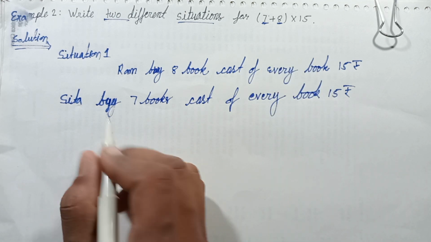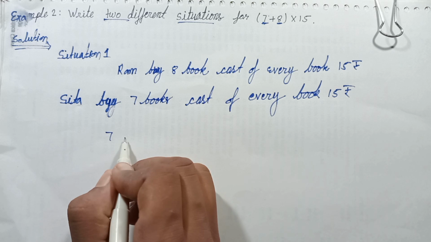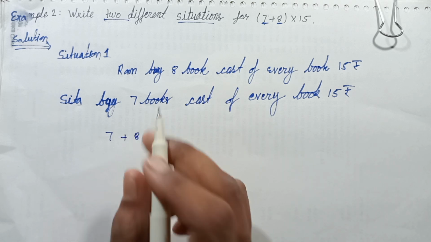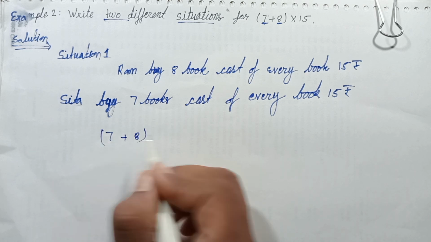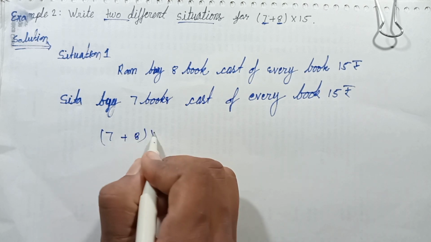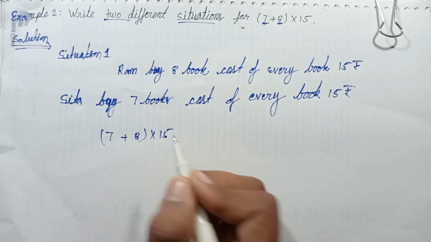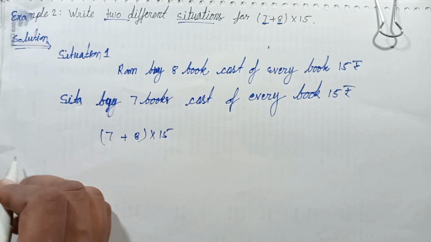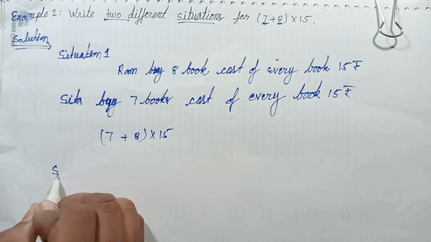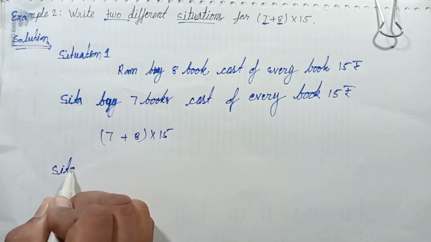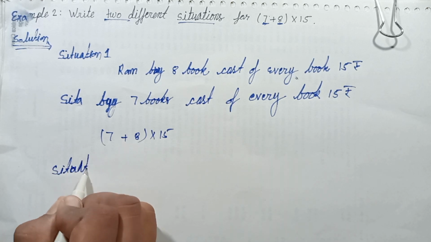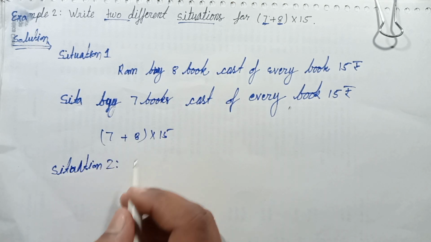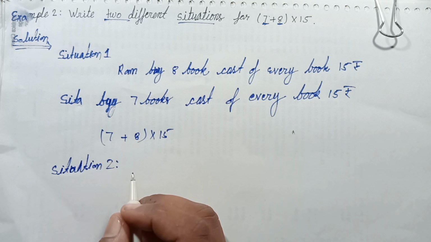7 books by Sita and 8 books by Ram. Total cost at 15 rupees. First situation confirmed. Situation second. Situation two.